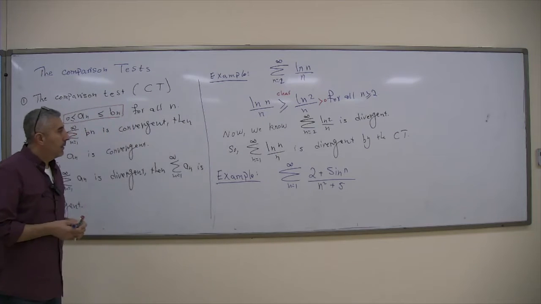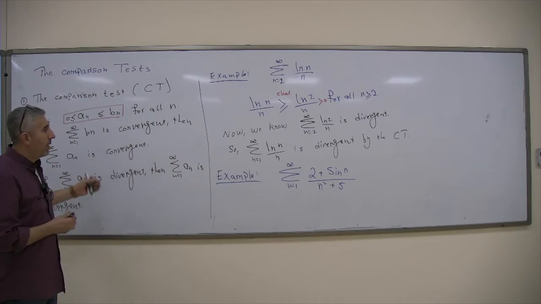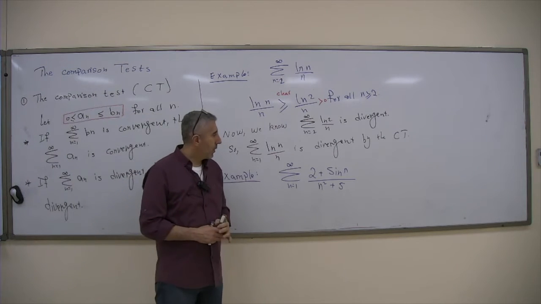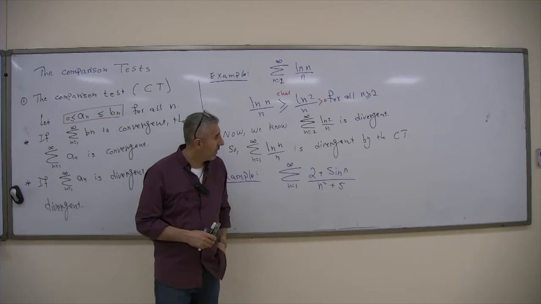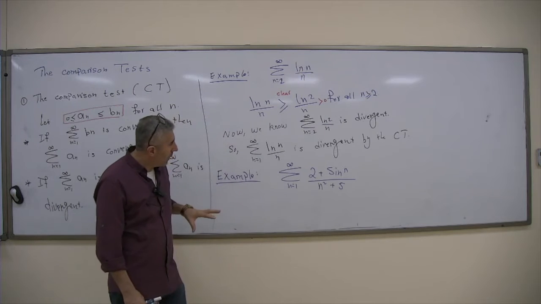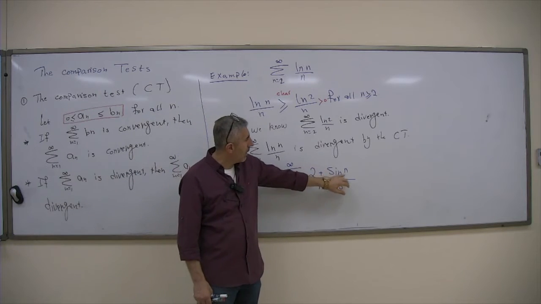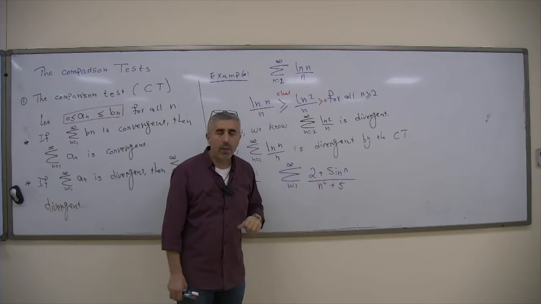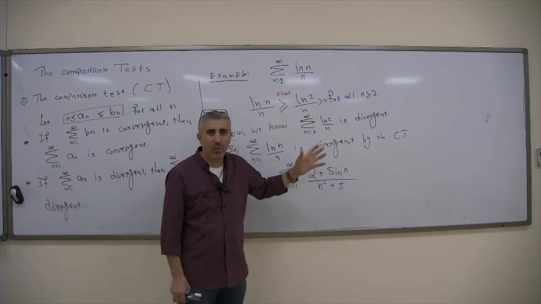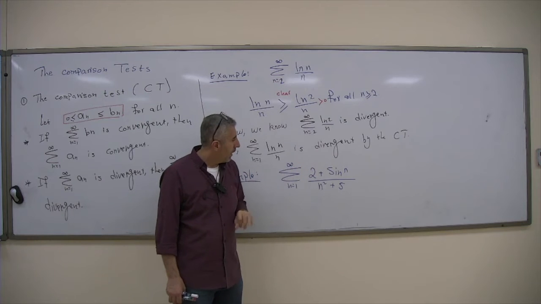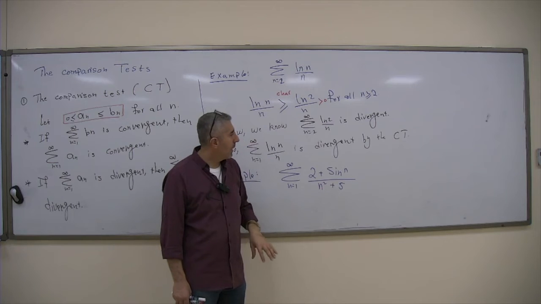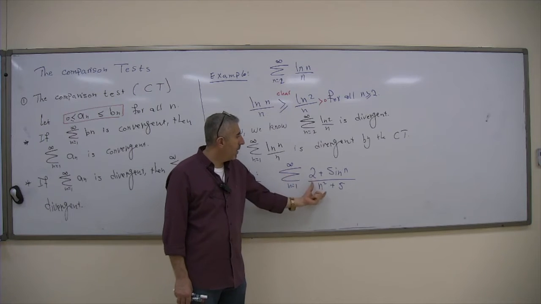Well, none of the tests we had before this can help you to answer this question or to find whether this is convergent or divergent. However, if you look here in the numerator, you have 2 and sine n. You know sine n is always between -1 and 1 here. So basically, you know the numerator is between 1 and 3 all the time. Okay? And in the denominator here, the boss is n squared. So basically, the dominant term is n squared.